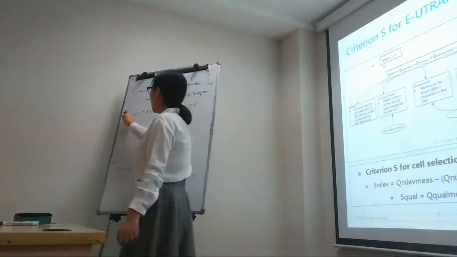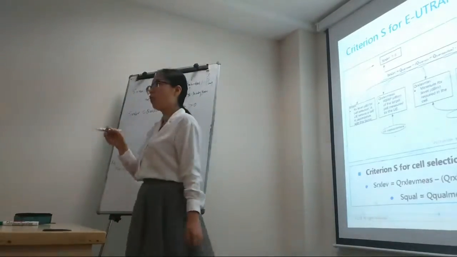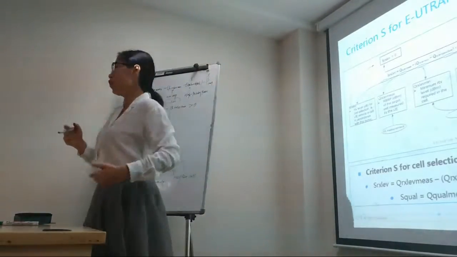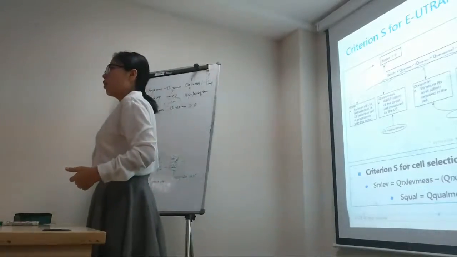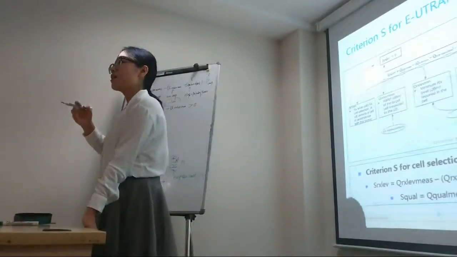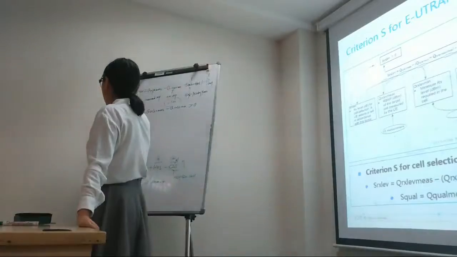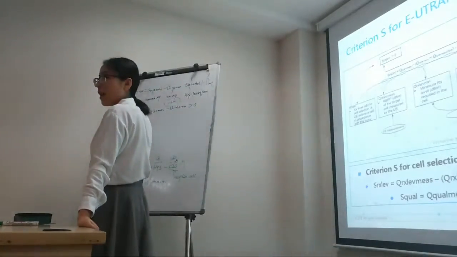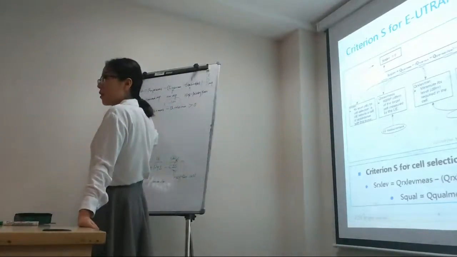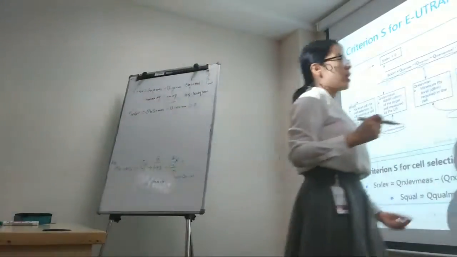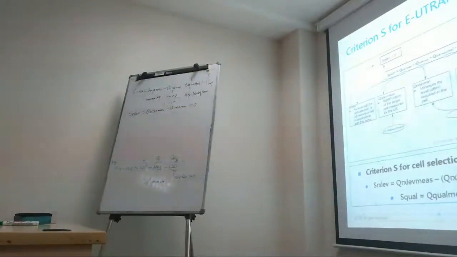And here we will get this S value. Later, we will use it many times. When we set the threshold, we will compare it with this S. So this is for the cell selection.